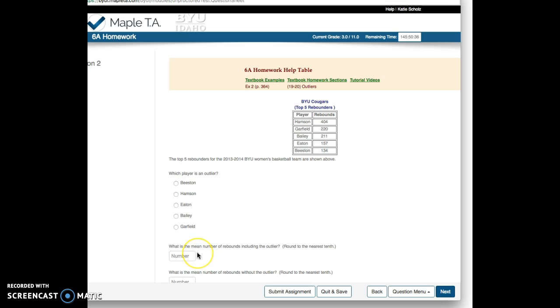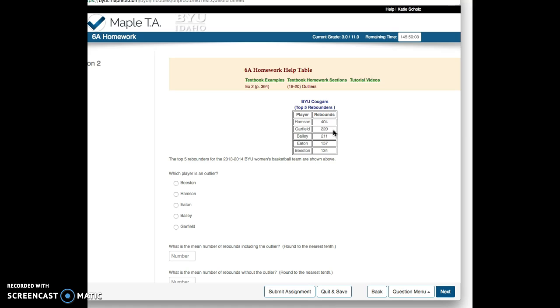Then the next question says, what is the mean number of rebounds, including the outlier? So that means we're going to include the 404. We're going to add up all 5 of these numbers, and then we're going to divide by 5 because there's 5 numbers. Then the next one says, what is the mean number of rebounds without the outlier? So we're not going to include the 404 now. So we're just going to add the 220, 211, 157, and then the 134, and then divide by 4.